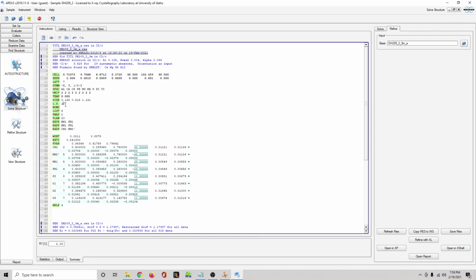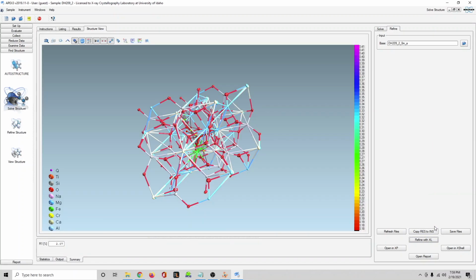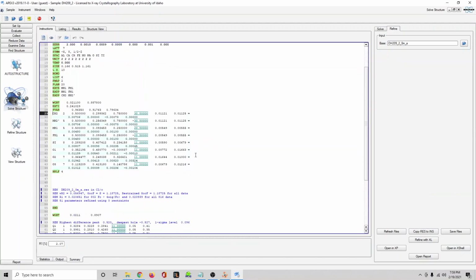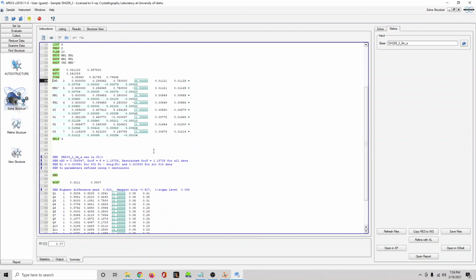This is 10 least squares iterations used in ShelXL, and 2.07. Sounds good. And this is almost done. This is probably the best that we're going to get with our R1 for this sample. Other pyroxenes you get in the 1.4, 1.5% range. Very good crystal structure to refine, typically.